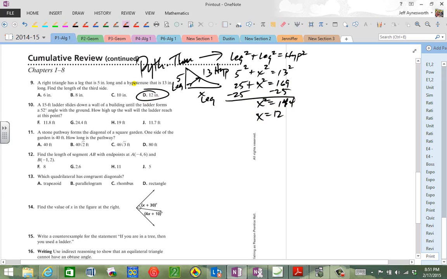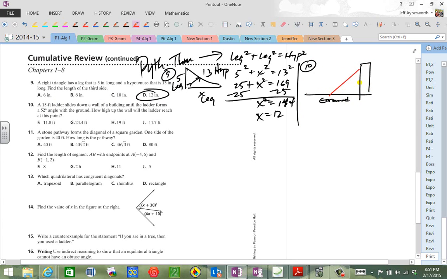Next problem, number 10. A 15-foot ladder slides down a wall until the ladder forms a 52-degree angle with the ground. Okay, so let me see. This is number 9. Number 10. Here's number 10. So you got ground. Okay, and then building. Okay, ladder.